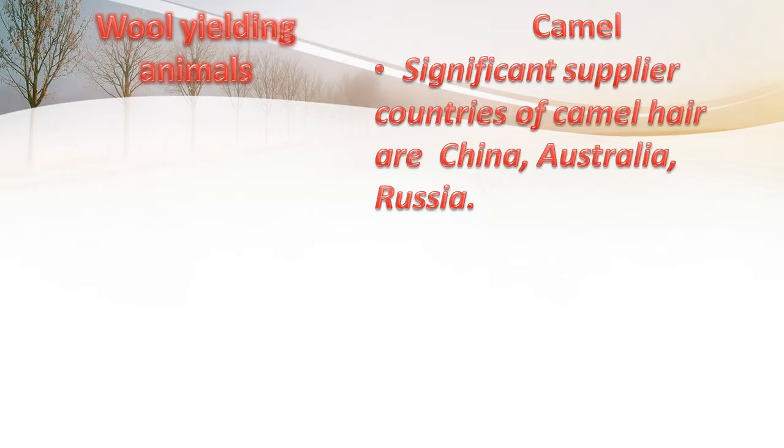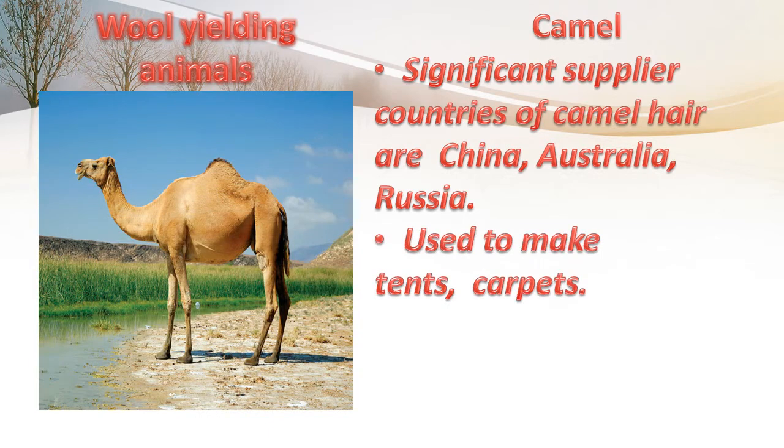Another wool-yielding animal is camel. The significant suppliers of camel hair are China, Australia, and Russia. Camel hairs are used to make tents and carpets.